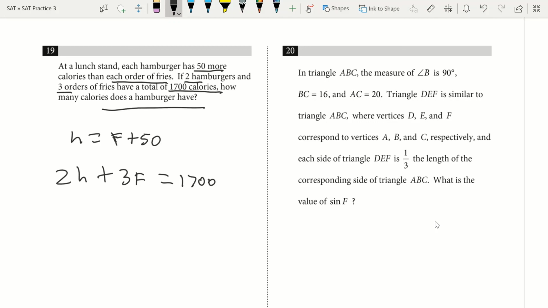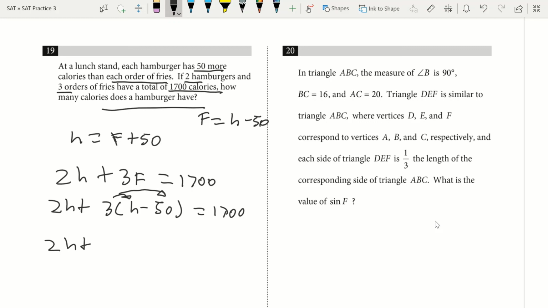Alright, so we want to solve for h, right? So we want to be able to substitute in for f here. Well, we know that if we subtract 50 from both sides of our equation up top, we would be left with f equals h minus 50. We plug that in for f. We have 2h plus 3 times h minus 50 equals 1,700. We go ahead and distribute our 3 to our h and our negative 50. We're left with 2h plus 3h minus 3 times 50, which is 150, equals 1,700.